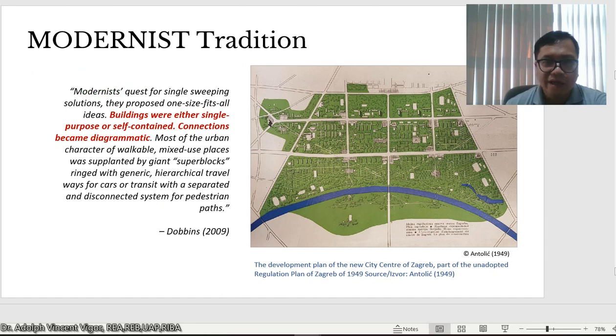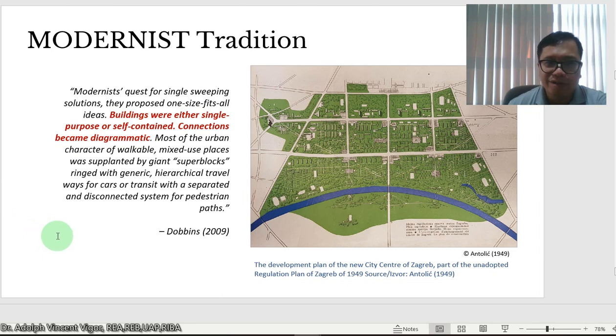So modernists quest for a single sweeping solution. They propose a one-size-fits-all idea. So buildings were either single purpose or self-contained. Connections became diagrammatic. Most of the urban character of walkable, mixed-use spaces was supplanted by giant superblocks. So it's linked with generic hierarchical travelways for cars or transit with a separated and disconnected system for pedestrian paths. So again, guys, it focuses more on the mechanical elements because the pedestrian path is disconnected.